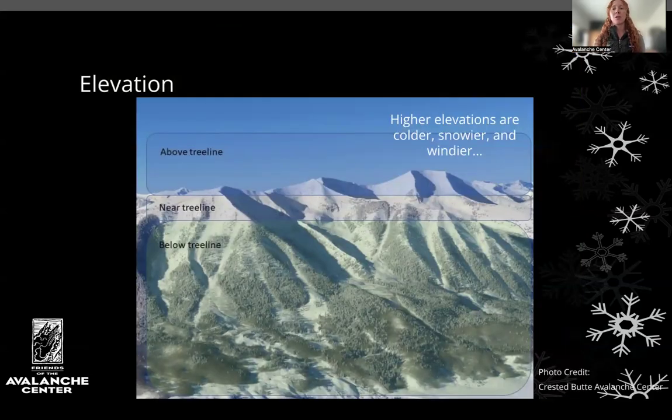Elevation. So higher elevations are often colder, snowier, and windier, but that doesn't mean that avalanches only occur there. Avalanches can occur in all three of these elevation bands, but they each present their own different, unique consequences. So more snow, windier, up and high, but below tree line, you're dealing with trees. And as we talked about earlier, they can be terrain traps.